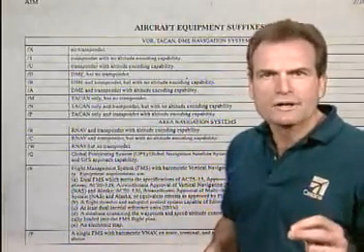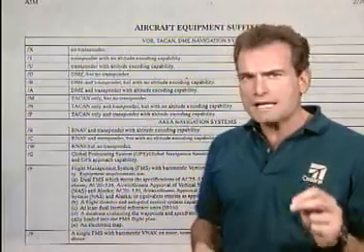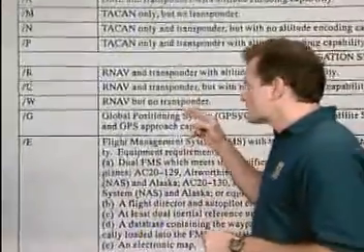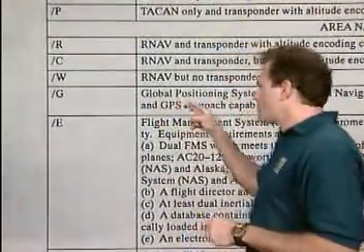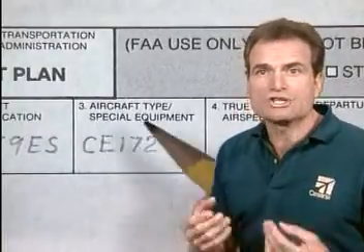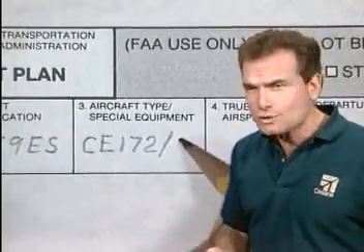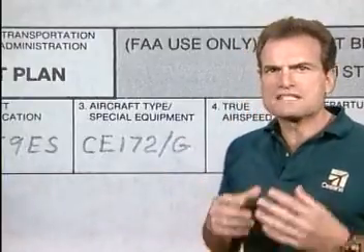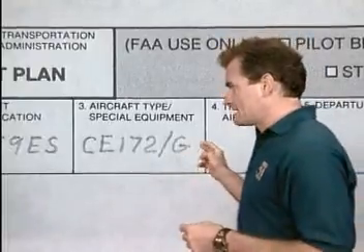Now, Skyhawk November 359 Echo Sierra is equipped with a GPS receiver. So looking at the table, let's see if we can find it here. There it is, Global Positioning System, GPS. You would use the code slant Golf, following the aircraft type. Now we have a Charlie Echo 172 slant Golf. If one of these pieces of special equipment were inoperative, you'd need to use a different suffix here.